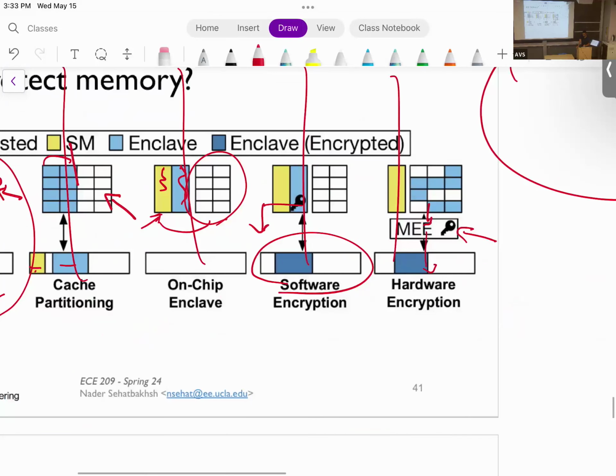So here we have both partitioning and encryption. Okay, I got it. Now, does that make sense? Yeah. Okay.